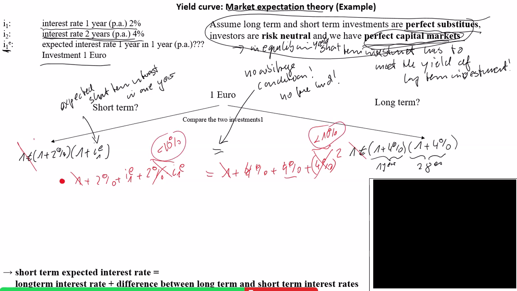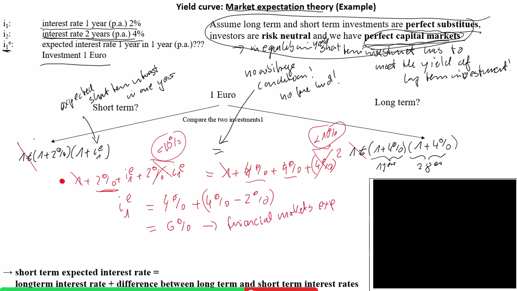And what do we obtain then? Then we obtain 1 IE equals 4% plus 4% minus 2%, if we are subtracting on both sides the 2%. And we end up with 4 plus 4 minus 2 equals 6%. So financial markets expect an increase of short-term interest rates. Because why?